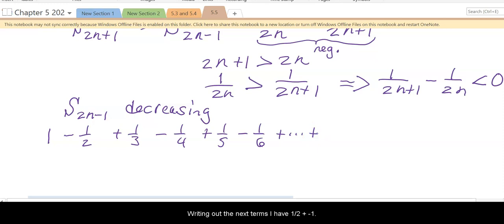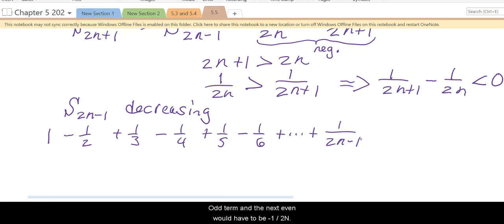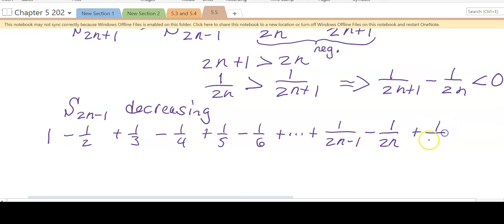Writing out the next terms, I have 1 over 2n minus 1. That would be from an odd term. And the next even would have to be negative 1 over 2n. And then I could include the next one, which would be 1 over 2n plus 1. Which one would this turn out to be? This would have to be S sub 2n plus 1, because the last one I included from the original sequence is 2n plus 1, which matches the subscript here.